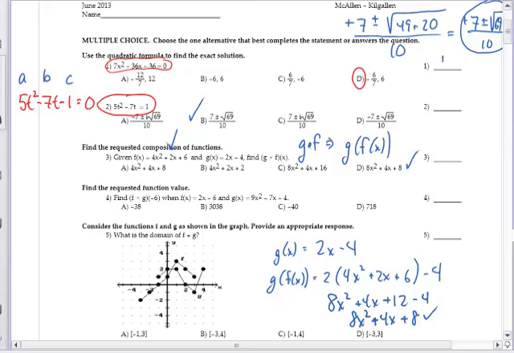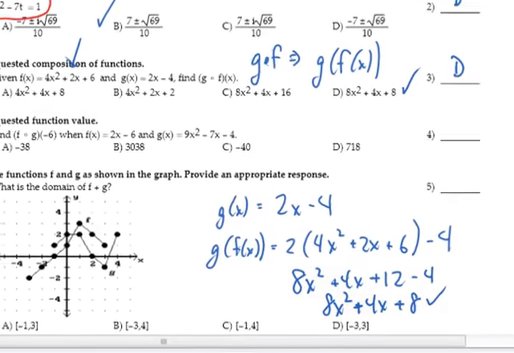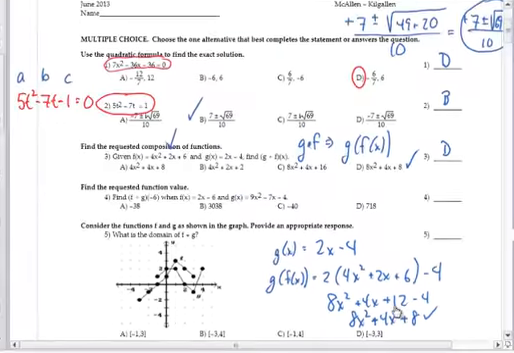So far we have D, B, and D for our answers. So let me pause it, and I'll start up on the next problem in a second.